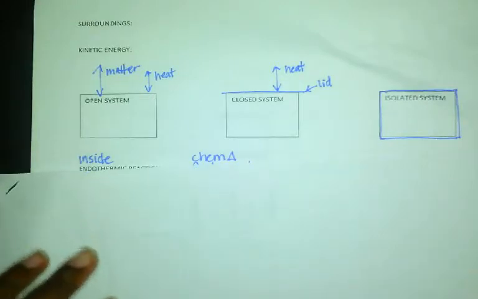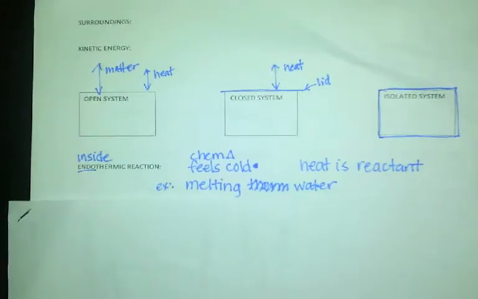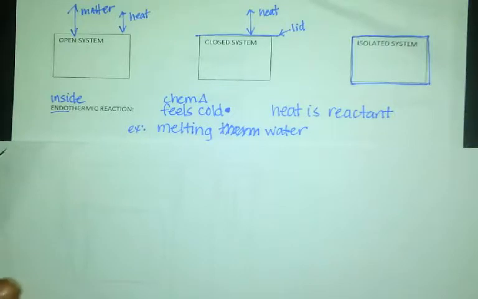So let's define a couple of different reactions. We have an endothermic reaction. An endothermic reaction is one that requires heat to go inside it. If it's a chemical change, it tends to feel cold because it is literally stealing heat from your hand in order to get the reaction to go. Because it is stealing heat to make the reaction go, heat is a reactant.